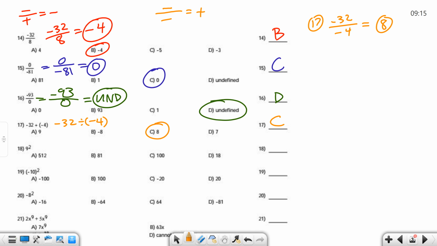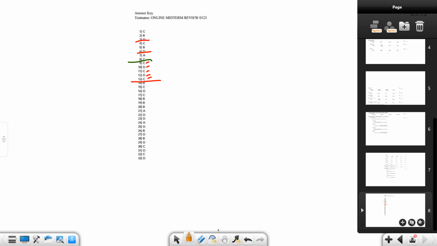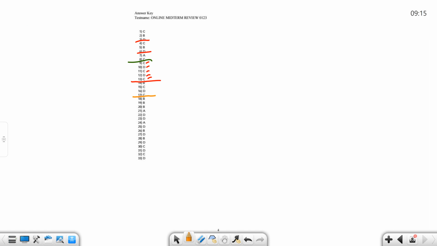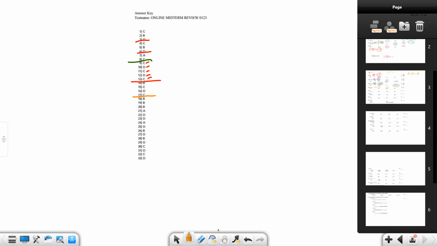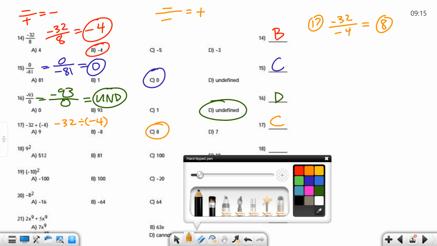So let's just go check these. B, C, D, C. So B, C, D, C. Boom, there they go. So far, so good, right? All checking out. Let's come back over here, and let's move on.